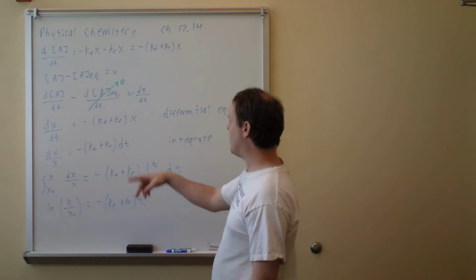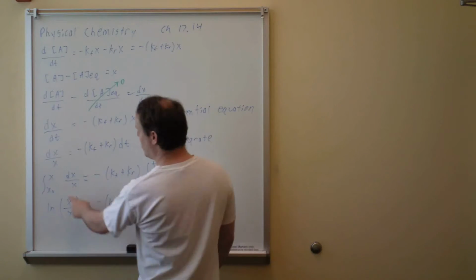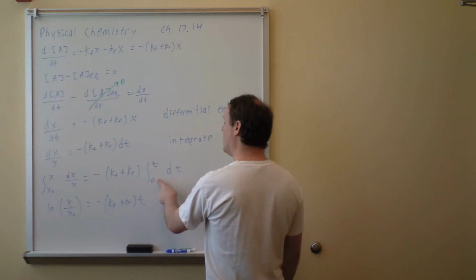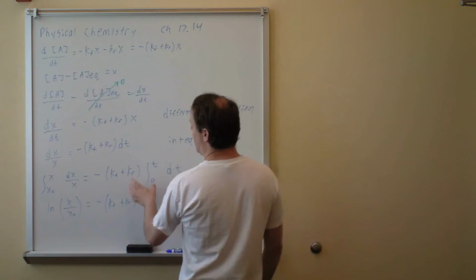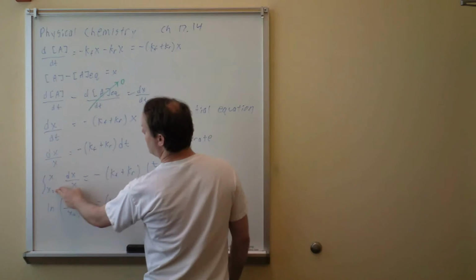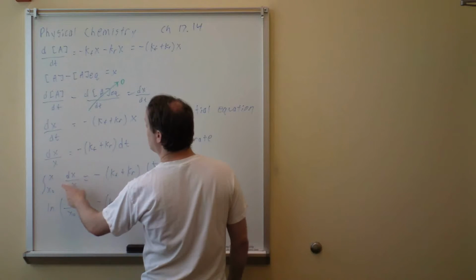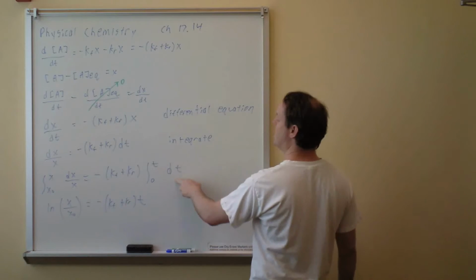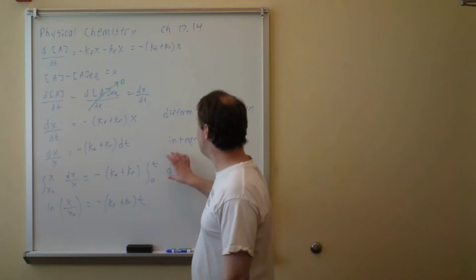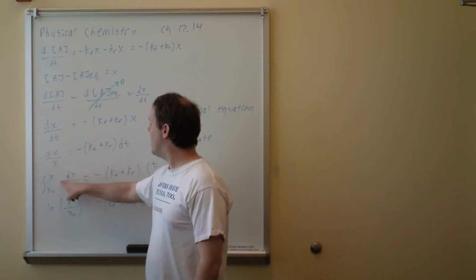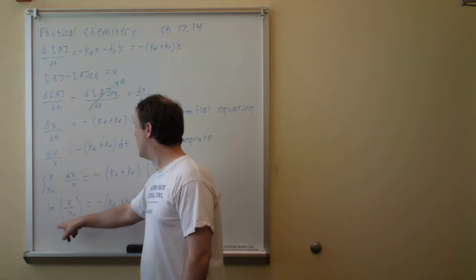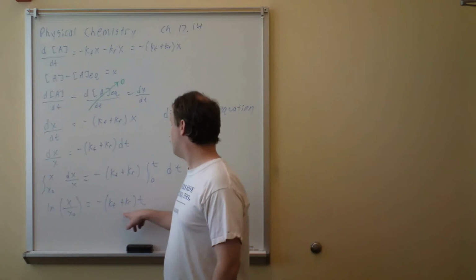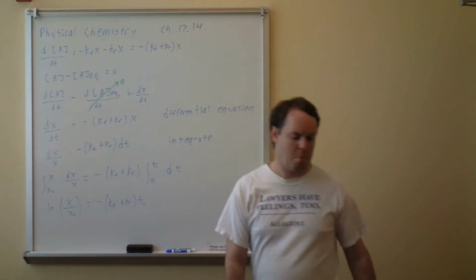Now we can integrate this because we have our variables separated. For x, we're going to integrate from x naught to x, and for time, we're going to integrate from 0 to t. And of course, we can pull out the constants. So we get the integral from x naught to x of 1 over x dx is equal to minus kf plus kr times the integral from 0 to t of dt. Now this just becomes t, and the integral of 1 over x is the natural log of x. So we get the natural log of x over x naught is equal to minus kf plus kr times t.